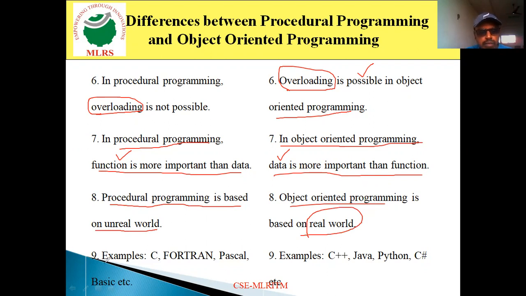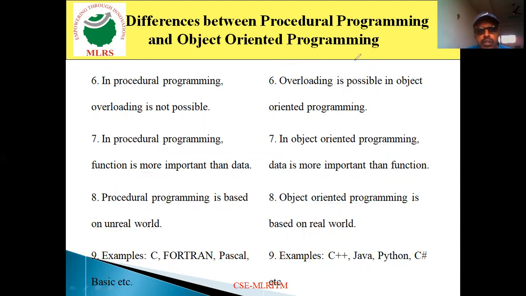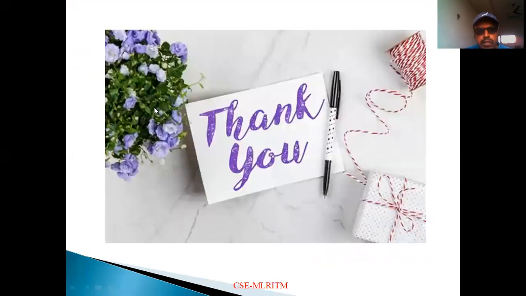And at last, examples. Under procedure-oriented programming, the example languages are C, Fortran, Pascal, Basic, etc. And under object-oriented programming, we have languages like C++, Java, Python, C#, etc. So these are the differences between procedure-oriented programming and object-oriented programming. Thank you.